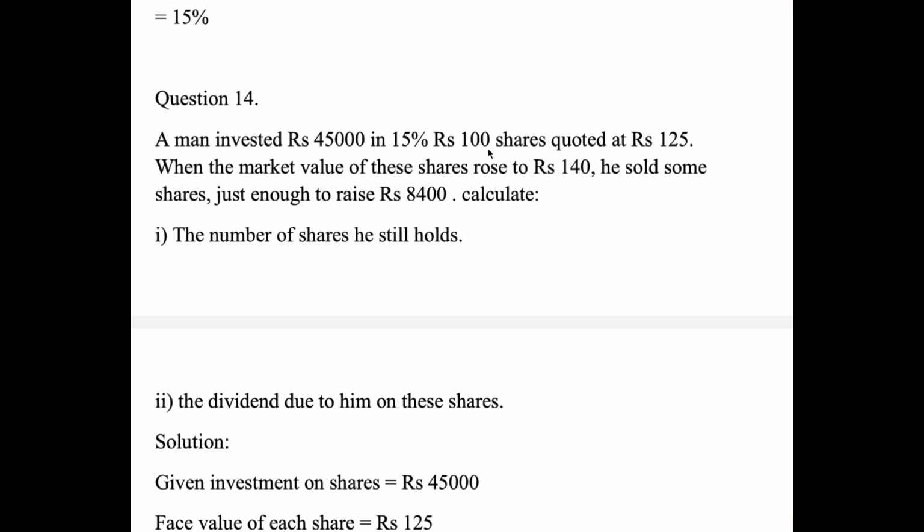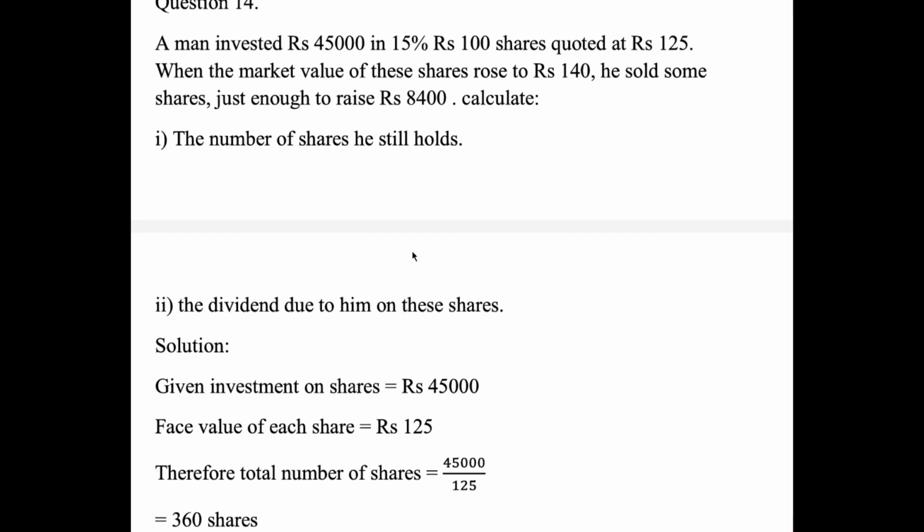So 100 rupees share selling at 125, that is 25 rupees premium. When the market value of these shares rose to rupees 140, he sold some shares, just enough to raise rupees 8400. Calculate the number of shares he still holds. Number 2, the dividend due to him on these shares. So how to do these types of sum?